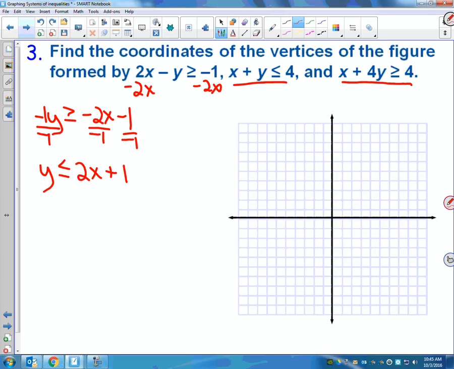Only if you multiply or divide by a negative. So if you just subtract, that doesn't change your sign. Only if you're dividing by a negative.